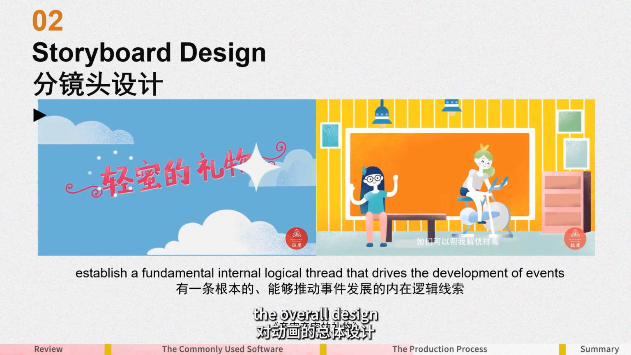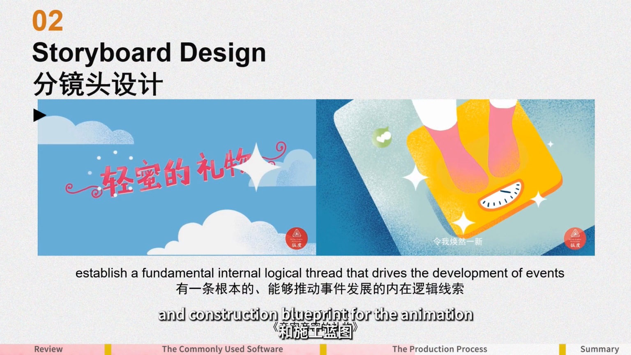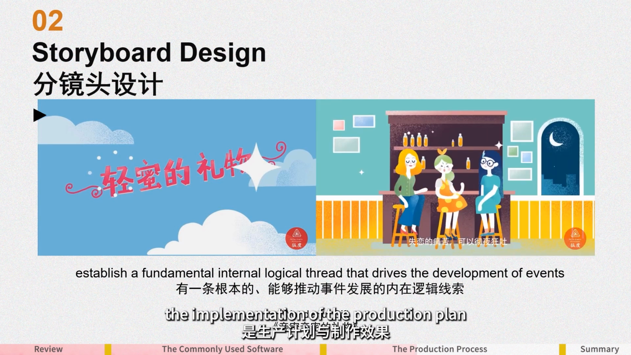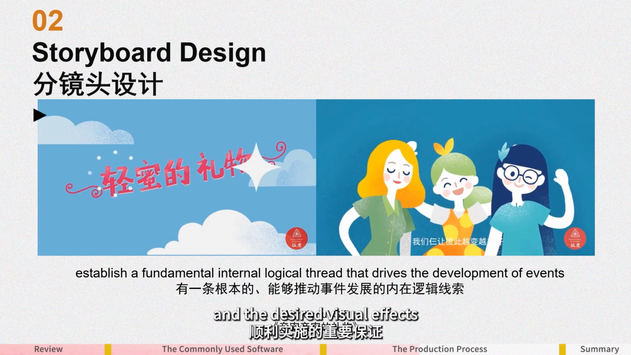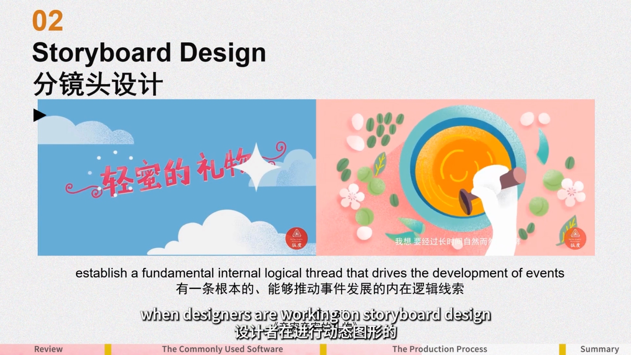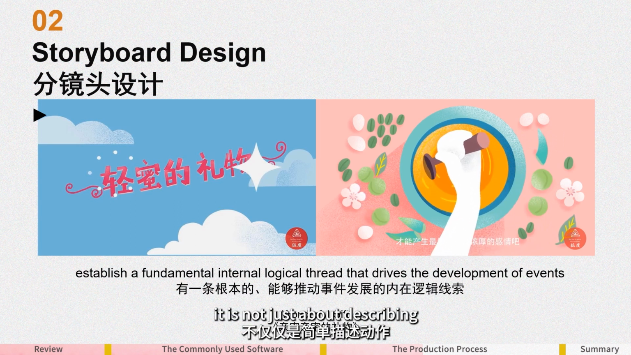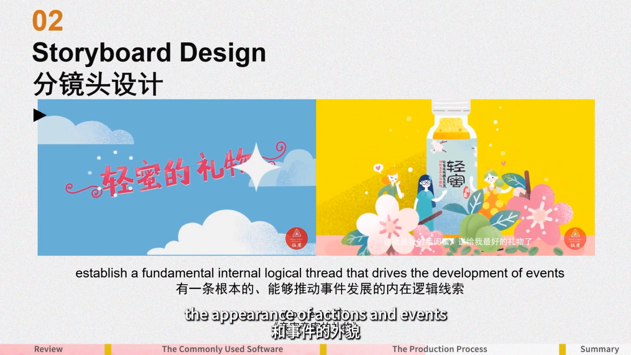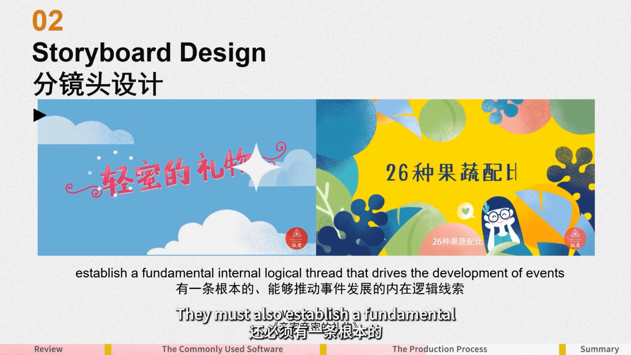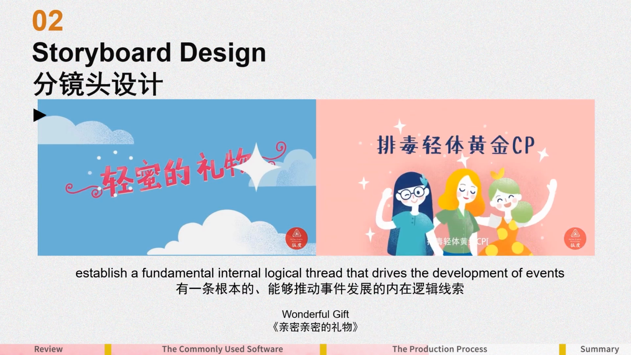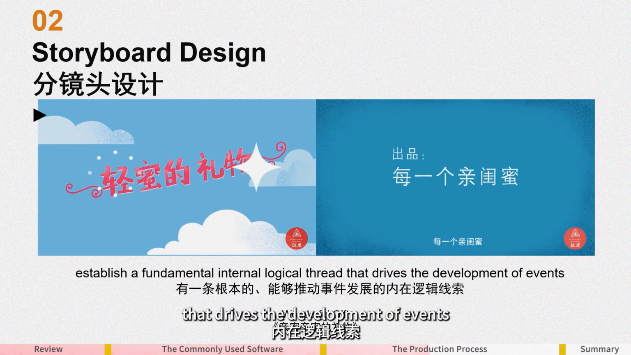It serves as the overall design and construction blueprint for the animation, providing an important basis for the implementation of the production plan and the desired visual effects. Therefore, when designers are working on storyboard design for motion graphics, it is not just about describing the appearance of actions and events. They must also establish a fundamental internal logical thread that drives the development of events.